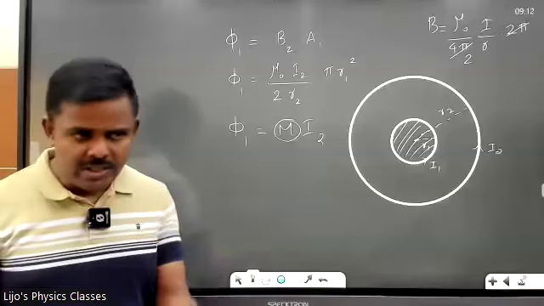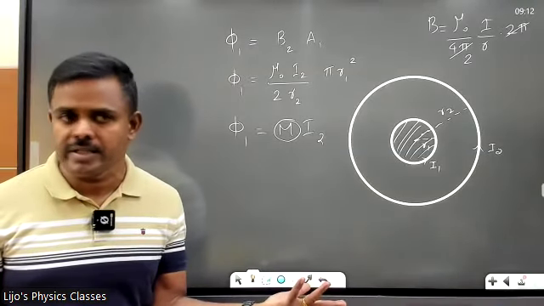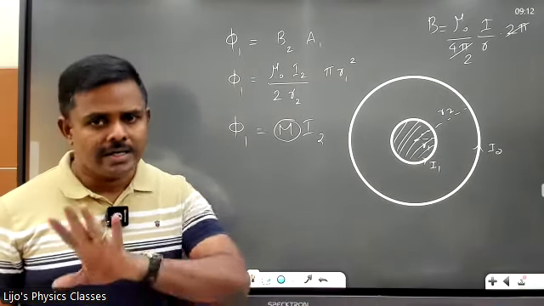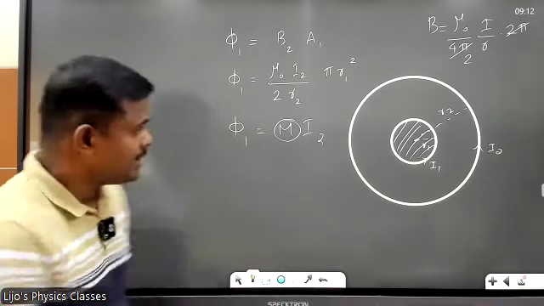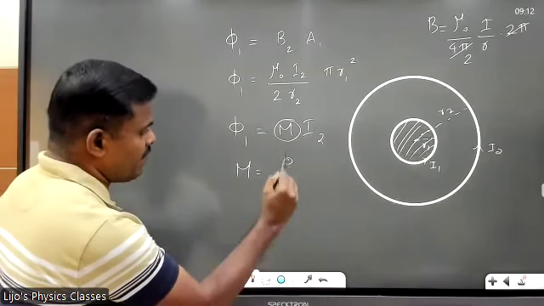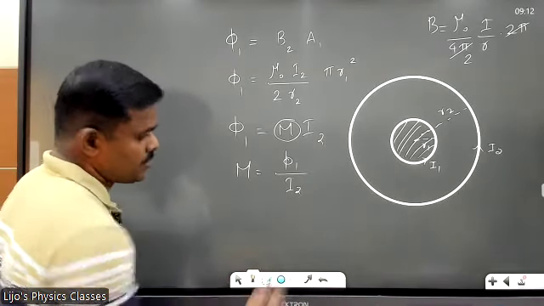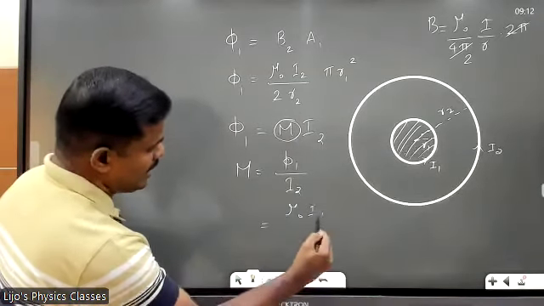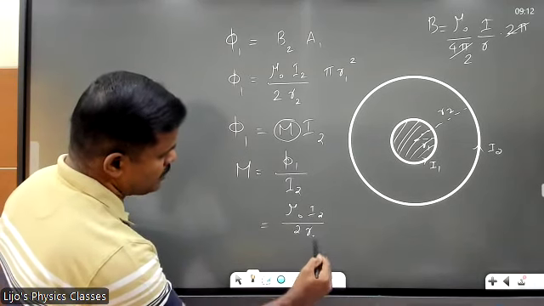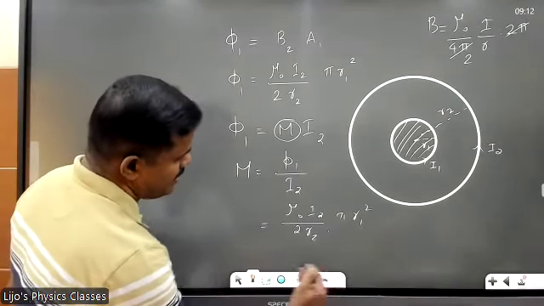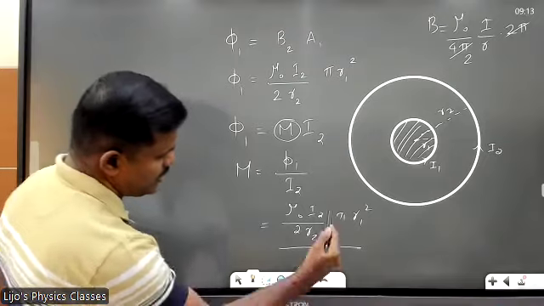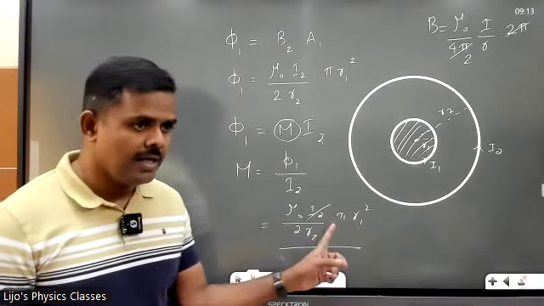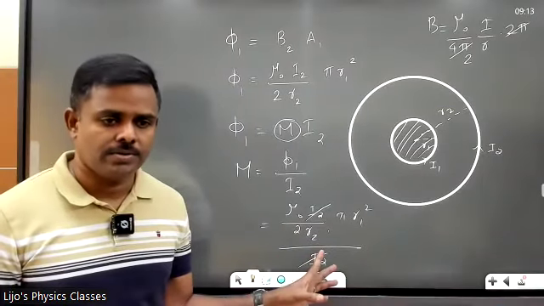That's it. Now see the textbook. See how complicated it is in the textbook. Once you get the idea, it's very simple. If you read the textbook, it is totally messed up there. So M will be phi 1 divided by I2. What is phi 1? We just found it: mu 0 I2 by 2R2 into pi R1 square, divided by I2. I2 cancels. Finally, we have the answer: mu 0 pi R1 square by 2R2.